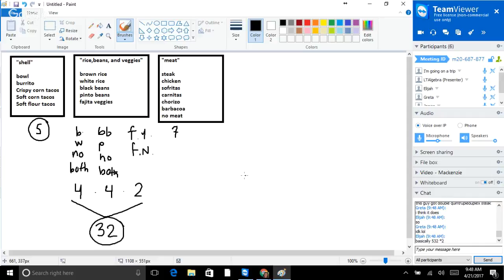So right now, let's keep it a little simple, right? Right now we're at 5 times 32 times 7, and that's before we even counted different combinations of meats. So if I do that, we're up to 1,120 combinations, and that's not including different meats, right?